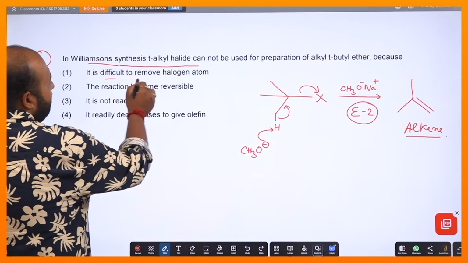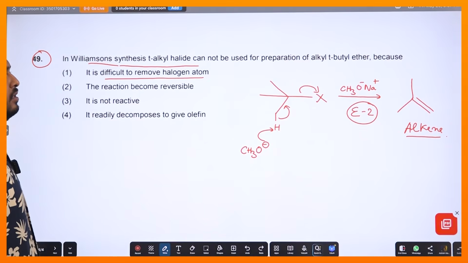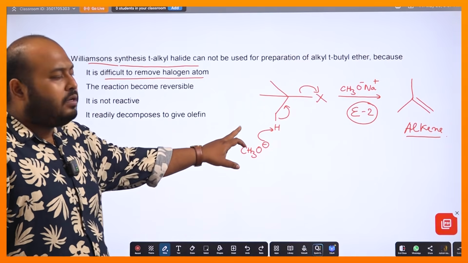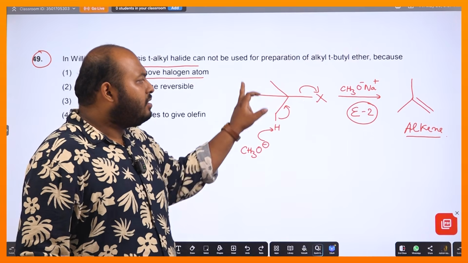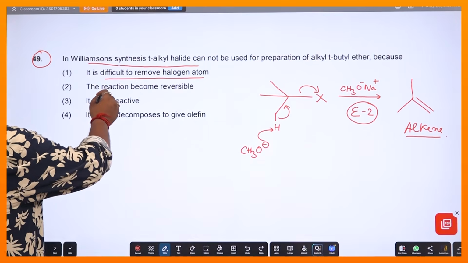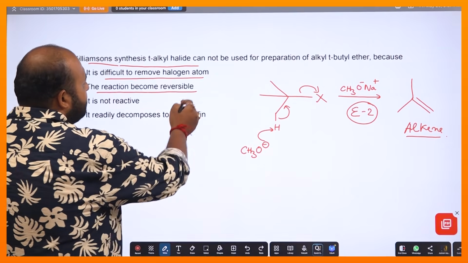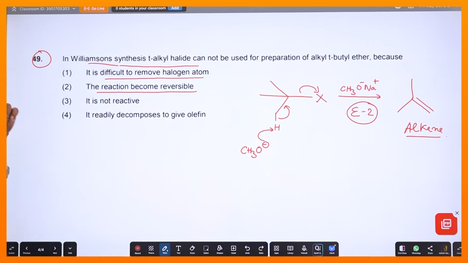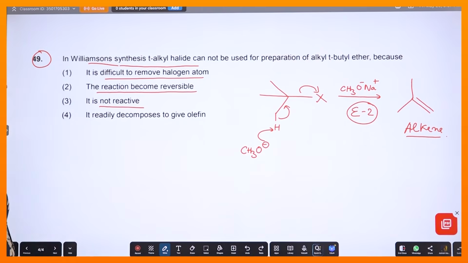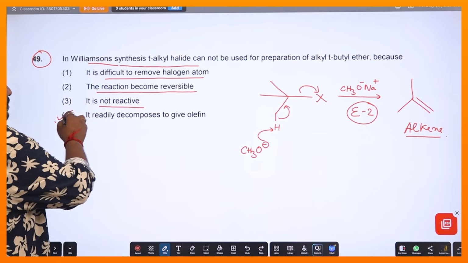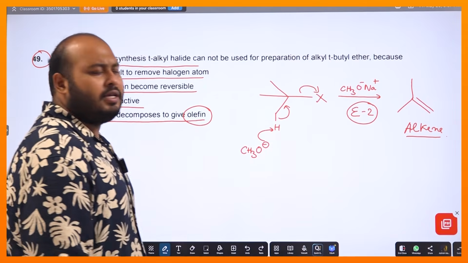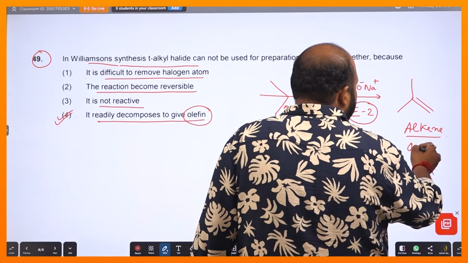So it is difficult to remove the halogen atom, yes, as this is a bulky strained portion. So the normal SN2 type reaction is not possible here. The second is the reaction becomes reversible, no. It is not reactive, this is also not correct. So the fourth option is the correct one. It readily decomposes to olefin. So olefin is nothing but alkene. So you can also say olefin here.